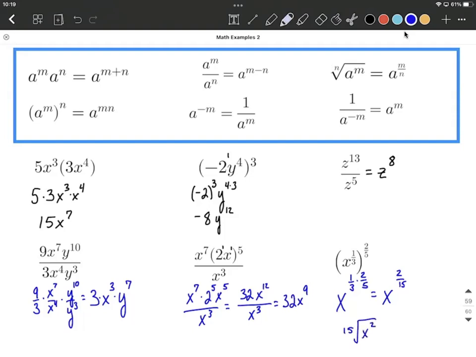All right, hope this helps out as you're working with exponents. It really just takes practice and getting used to these, but it's a really important skill moving forward to get these down. Good luck.